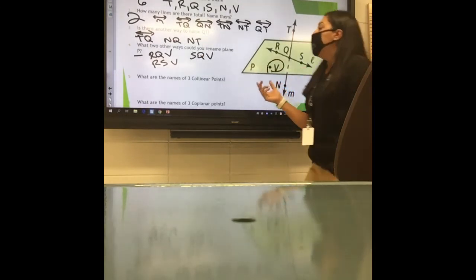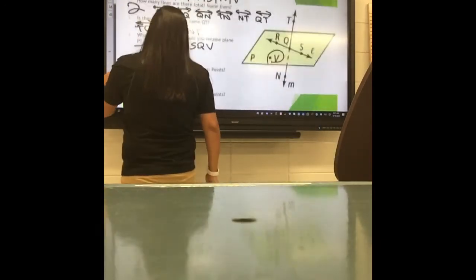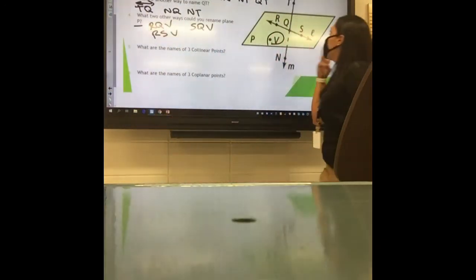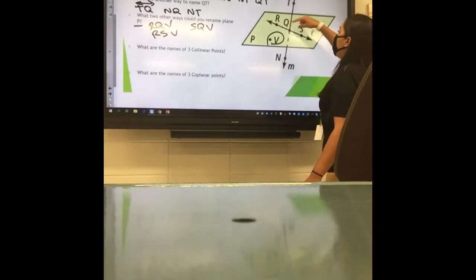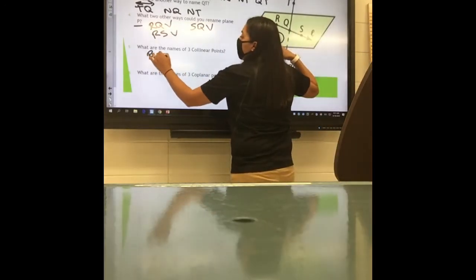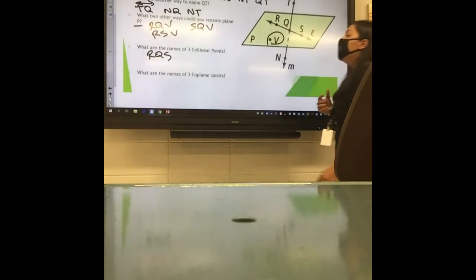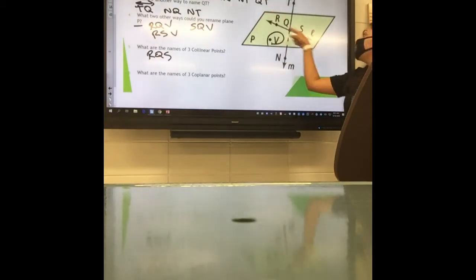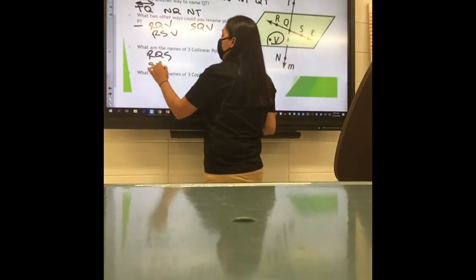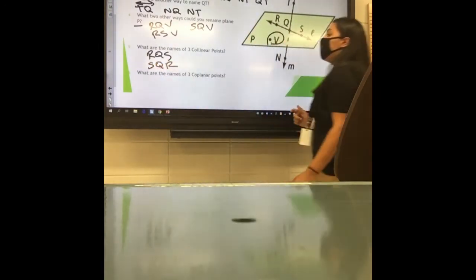And then it says, what are the names of three collinear points? What's collinear mean? On the same line. So we have to look at one line at a time, and they want us to name three collinear points. If we just look at this line right here, you could say RQS. And it wants us to name three more, so we could go this way instead, say SQR. What about RS? Oh, wait, you already said that one.